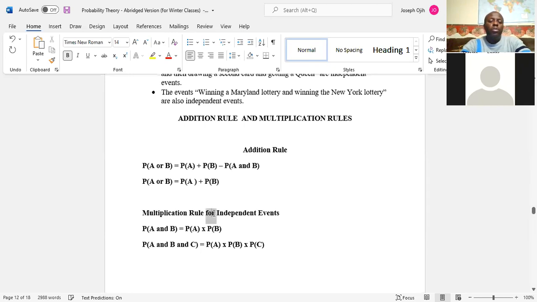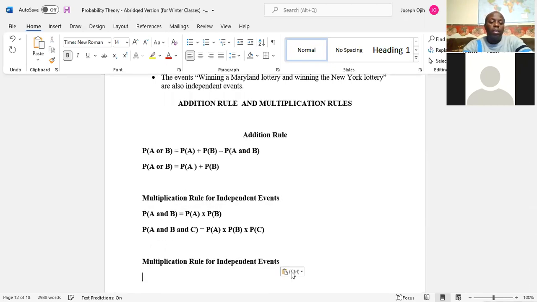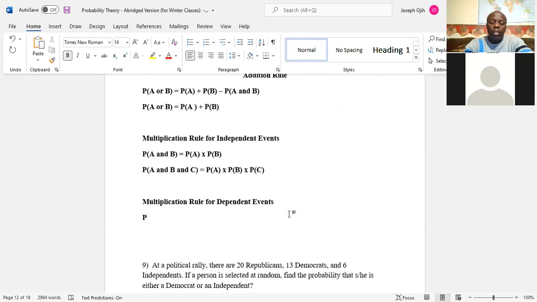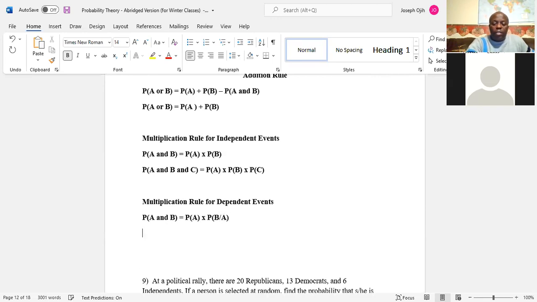Now we have the multiplication rule for dependent events. In this case, the probability that events A and B will occur is the probability that event A has occurred times the probability that event B will occur, given that event A has already occurred. This forward slash here means "given that." So this means the probability of event B will occur, given that A has already occurred.